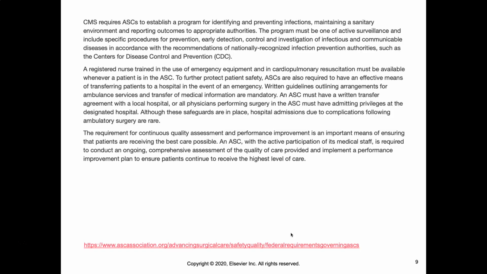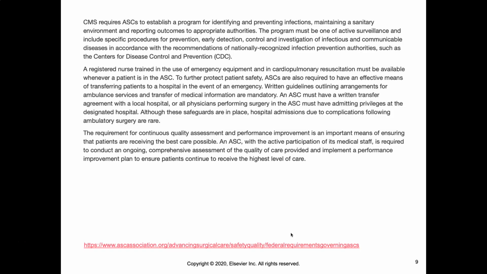They have to have a registered nurse trained in the use of emergency equipment and in cardiopulmonary resuscitation, CPR. Whenever the patient's there, they have to have a crash cart. They have to check their crash carts daily, all of those types of things, to make sure that there's nothing expired and that all the equipment and supplies are there.